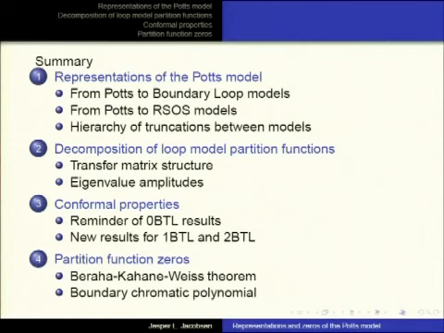So here we go. I'm going to tell you about how partition function zeros for the Potts model, and for the chromatic polynomial in particular, are linked up with various representations that you can have of the Potts model. In the first section I'm going to present various kinds of disguises for the Potts model. And in the second part, I'm going to make that a little bit more explicit by showing how that carries over to the transfer matrix structure.